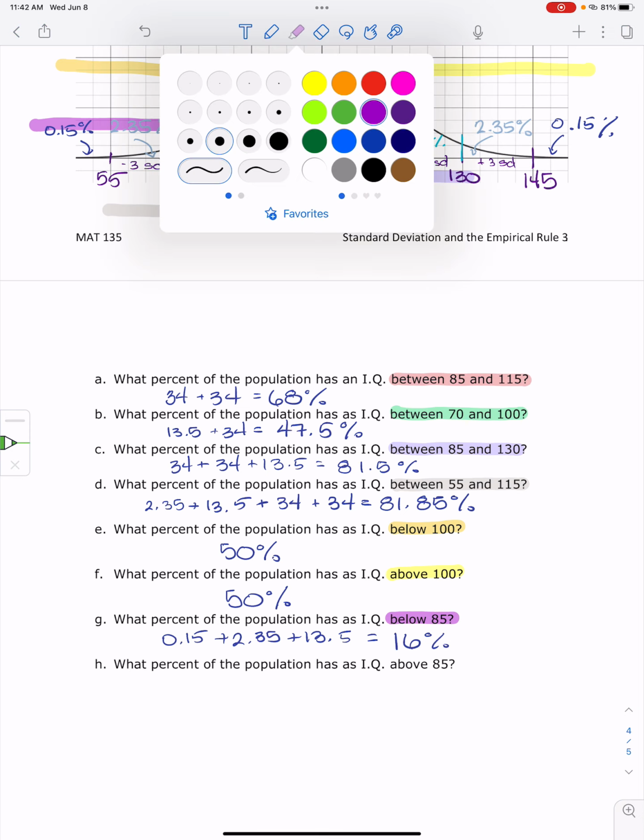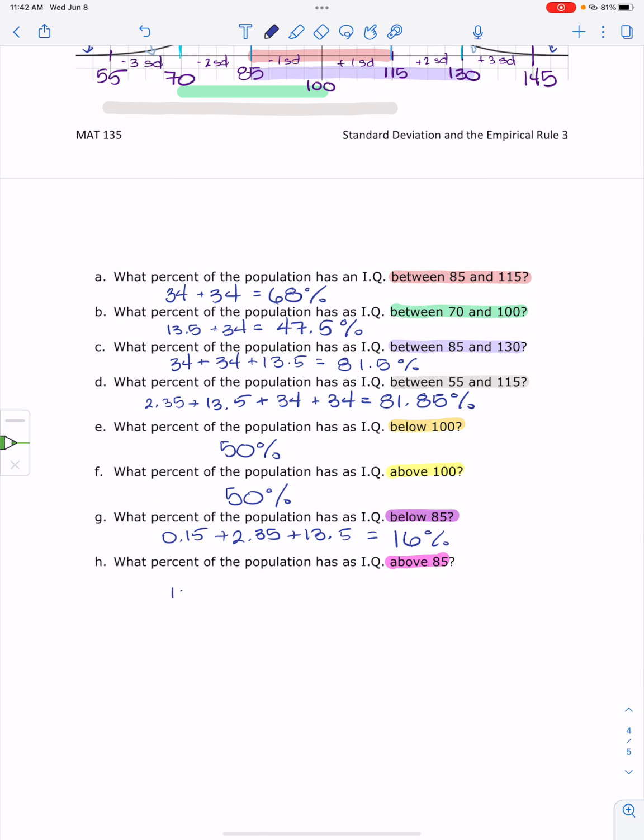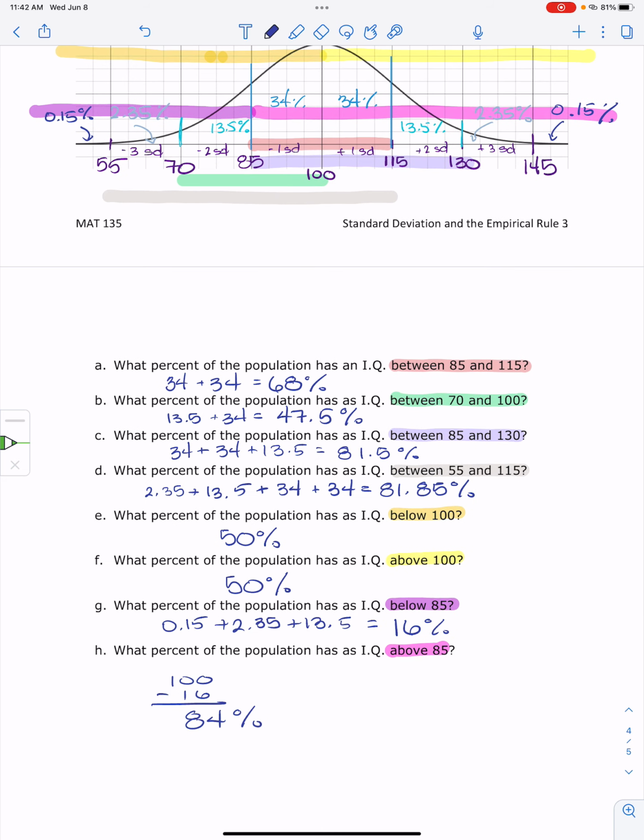And then we are going to go the other direction. What percent of the population has an IQ above 85? This is going to be everything else. So the entire area under the curve has to add to 1 or 100%. That's our entire population. So I can take the 100, subtract the 16 that we just had, and we have 84% of our population with an IQ above 85.